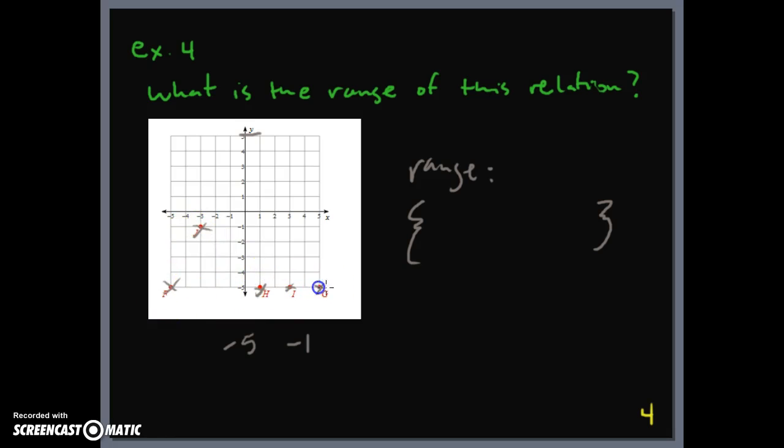And we don't need to write negative 5 multiple times. We don't need to be repetitive. We just need to write it once. So negative 5, comma, negative 1. This is the range for this relation.